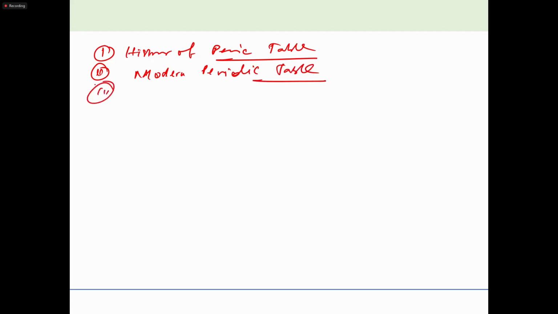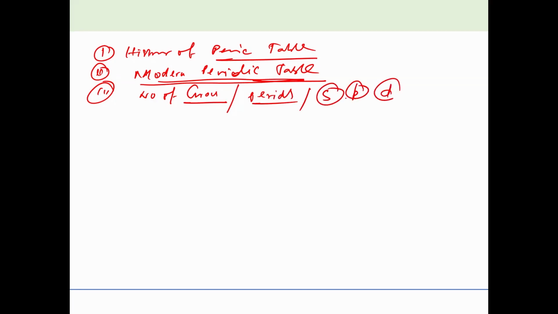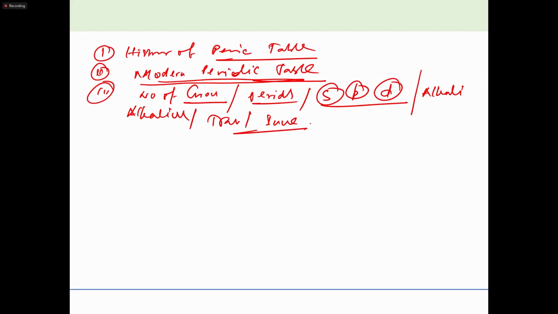Third thing, what I talked about: in this modern periodic table, how many groups there are, how many periods there are, and also s block, p block, d block elements, which are the alkali metals, which are the alkaline earth metals, which are the transition metals, which are the inner transition metals. So there is a classification of these metals and how they have been arranged in the periodic table, which I taught in this class.